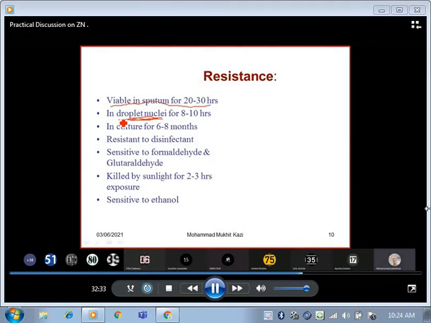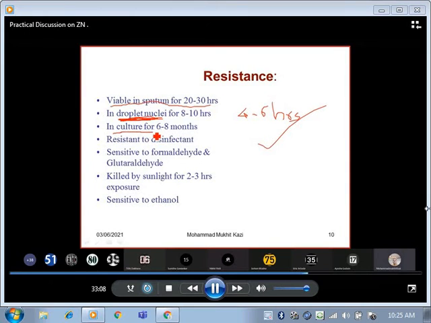So droplet nuclei, this is a buzzword for today's pandemic era. Even in Mycobacterium tuberculosis, these droplet nuclei are very important. They remain suspended for 4 to 6 hours in the air. If a person is around people who have coughed out the tuberculosis bacilli, they may spread the Mycobacterium tuberculosis, and a person around that positive person may inhale these droplet nuclei and may suffer from tuberculosis.